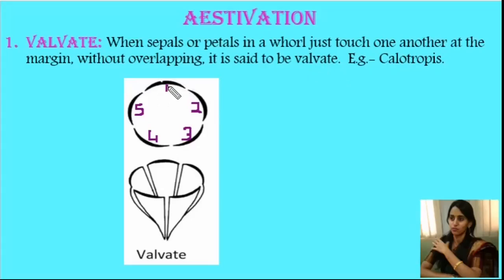Where is petal number 1? Petal or sepal 1. The margin of this petal just touches the margin of this petal, but there is no overlap. Such type of estivation is known as valvate estivation. Example, calotropis.